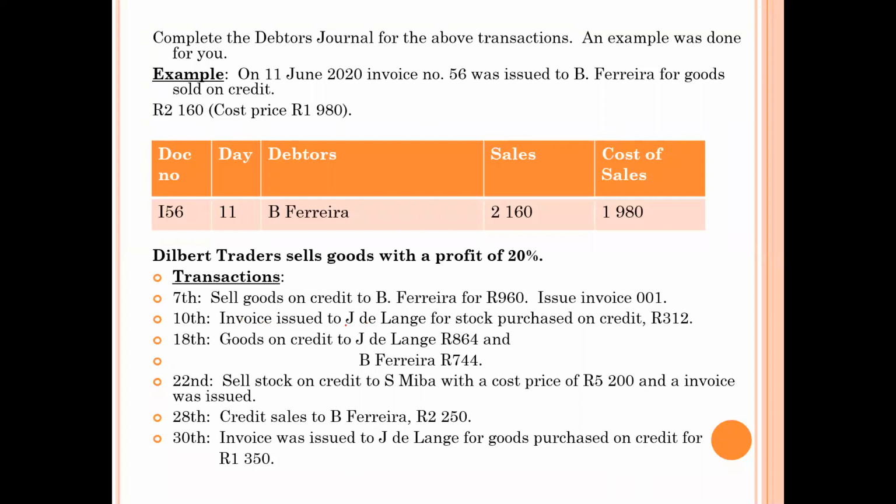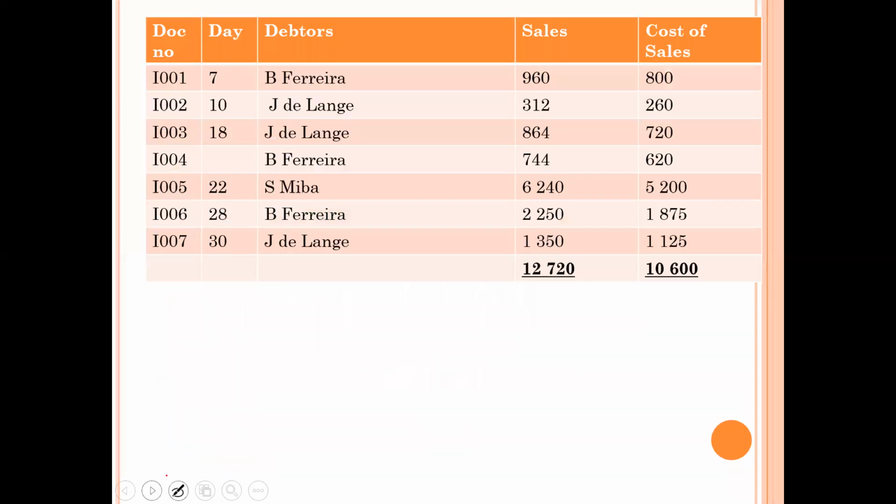We've got the name, J. De Lange, and we've got the amount, 312 Rand, that will go to sales. So again, you need to calculate the cost of sales. So let's quickly read on the 10th. Invoice issued to J. De Lange for stock purchased on credit, 312 Rand. So let's look at the entry. There it is on the 10th. The next invoice number, so it's invoice 002.